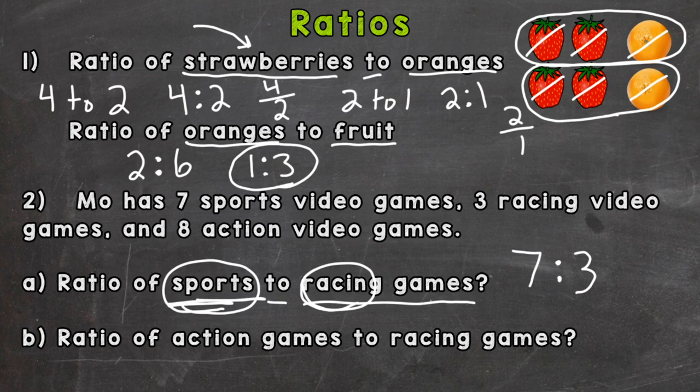Let's take a look at B. The ratio of action games to racing games. Well, how many action games? There are 8 action games. That needs to come first because it was first in our situation. And then racing games. There are 3 racing games. So there are 8 action games to every 3 racing games. That one is in simplest form already, just like part A. So we are done with number 2 there.